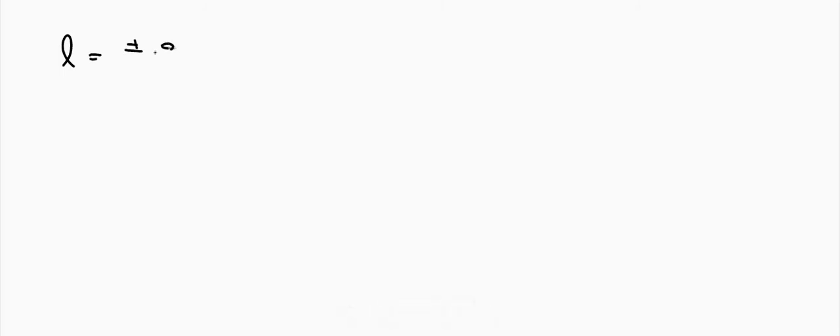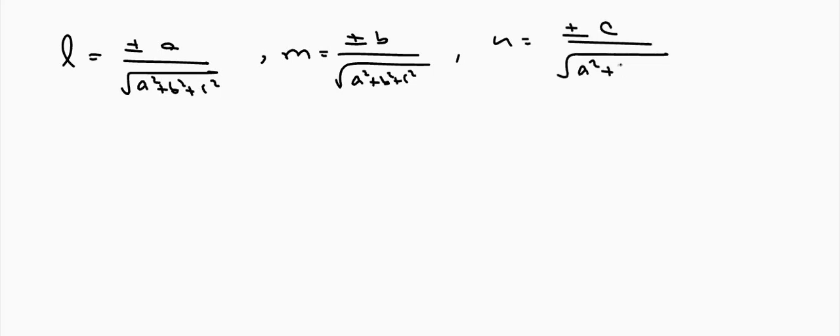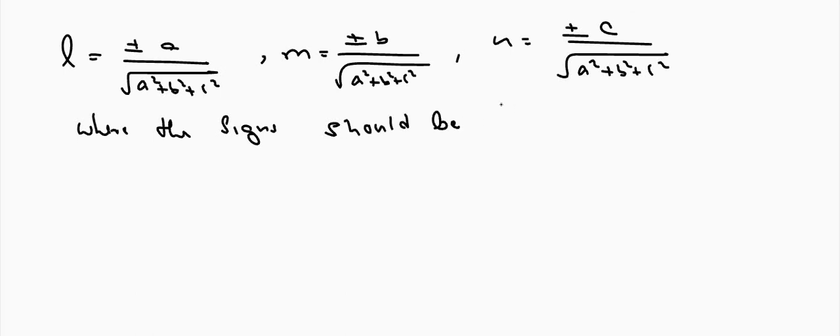The relation connecting direction cosines and direction ratios is given by l equals plus or minus a by root of a square plus b square plus c square, m equals plus or minus b by root of a square plus b square plus c square, and n equals plus or minus c by root of a square plus b square plus c square, where the signs should be taken all positive or all negative.